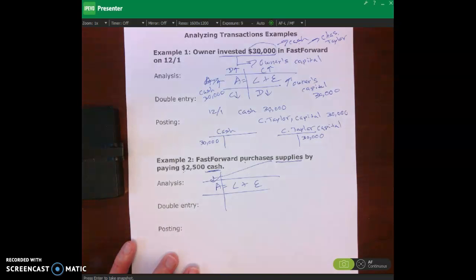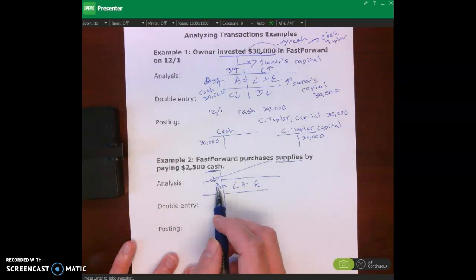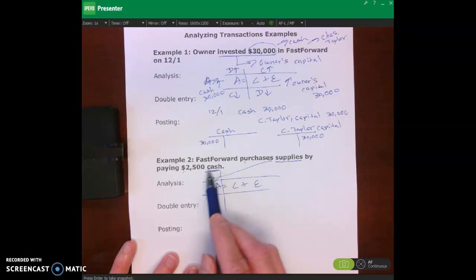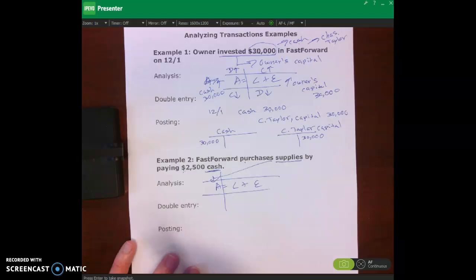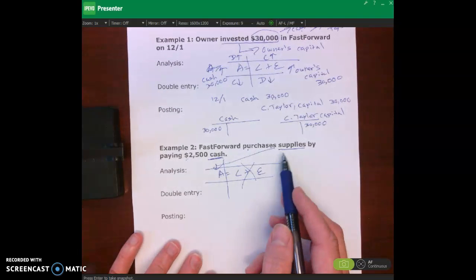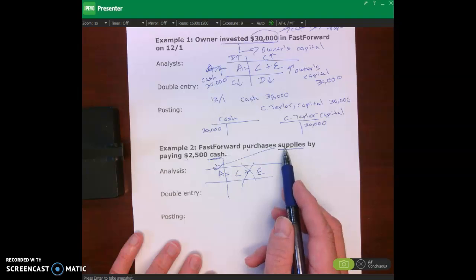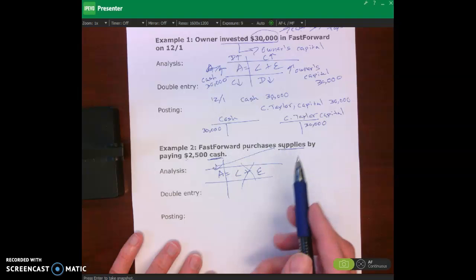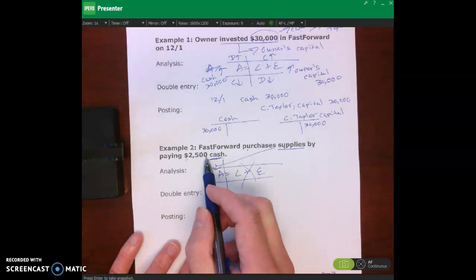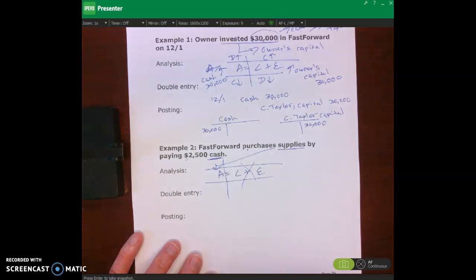Where do I put cash in terms of the accounting equation? That's also an asset. Do I see anything going on with liabilities or equity? No. Supplies is an asset, cash is an asset. The only thing that's being affected are assets. So there's nothing going on with the right side of the accounting equation at all. Now, what's going on is that one asset, which is supplies, I'm purchasing supplies, so that means the value of the supplies that I have is going up. But I have to pay cash, which means I have $2,500 less cash in my bank account. So cash is going down.